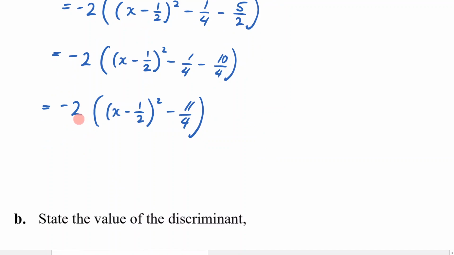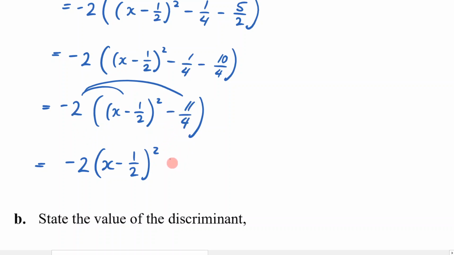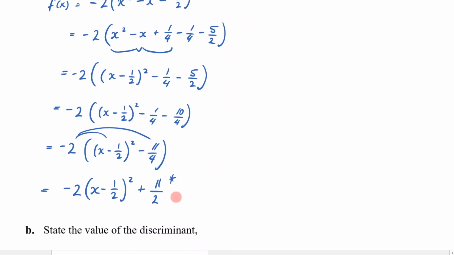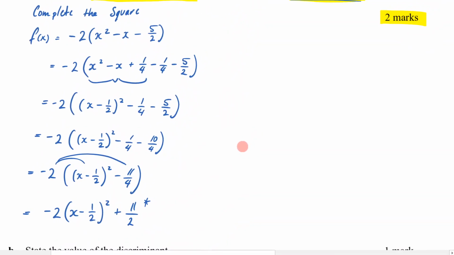And now I'm going to distribute this negative 2 to both of these. So I'm going to get negative 2 x minus a half squared. Now I'm going to get negative 2 times negative 11 on 4. It's going to make it positive. And I'm going to get a 2 instead of a 4 here because we're just cancelling. So now that I've got it in turning point form, so that's what this thing is right here. This is my turning point form. I can now identify what my turning point is.